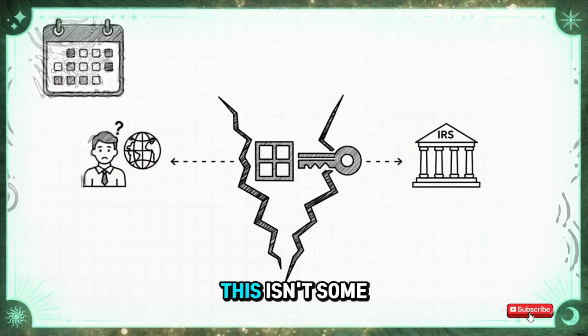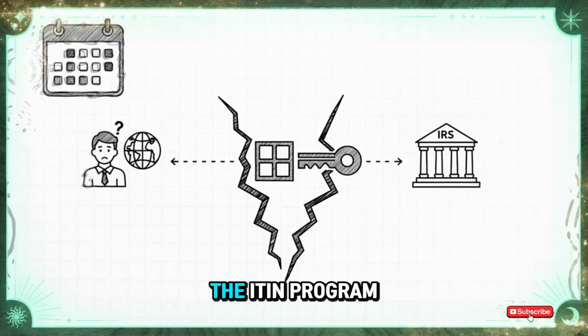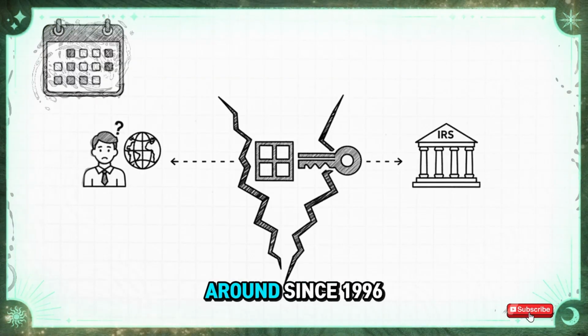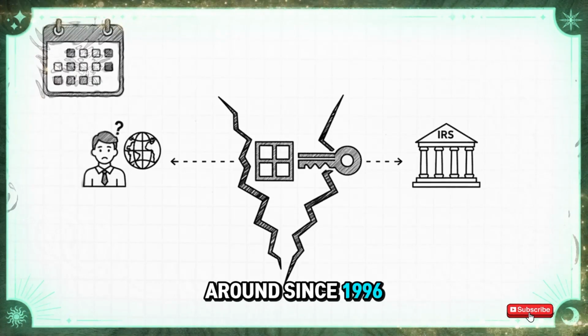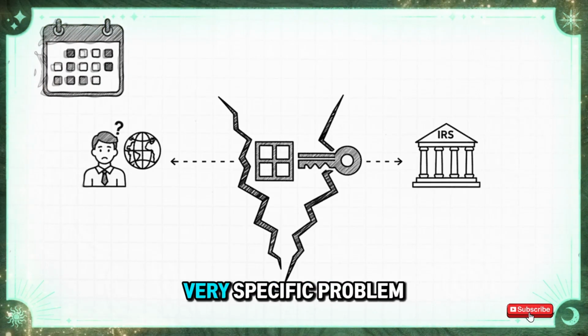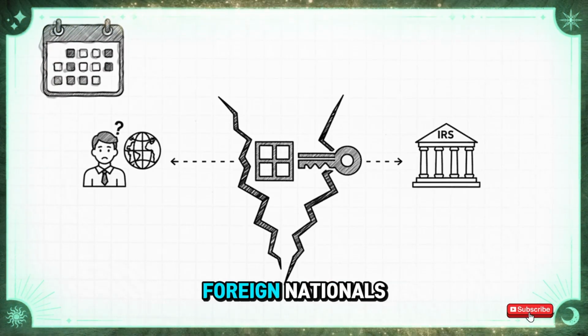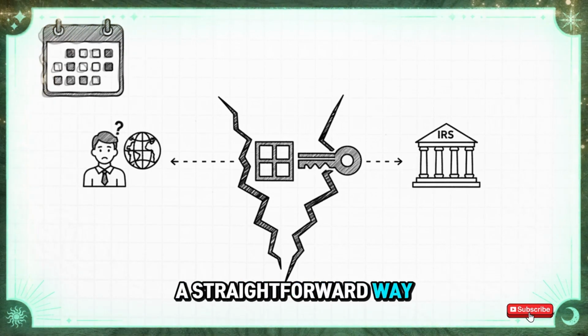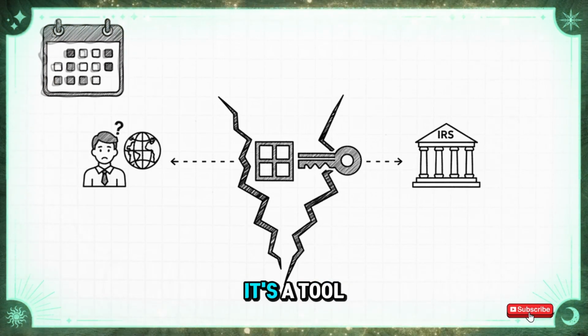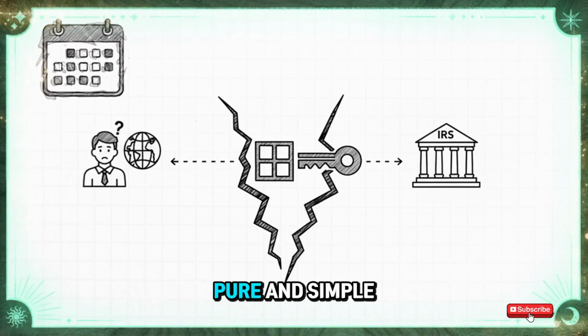And you know, this isn't some brand new thing. The ITIN program has actually been around since 1996. It was created to solve a very specific problem, giving foreign nationals a straightforward way to report their US income. It's a tool for tax administration, pure and simple.